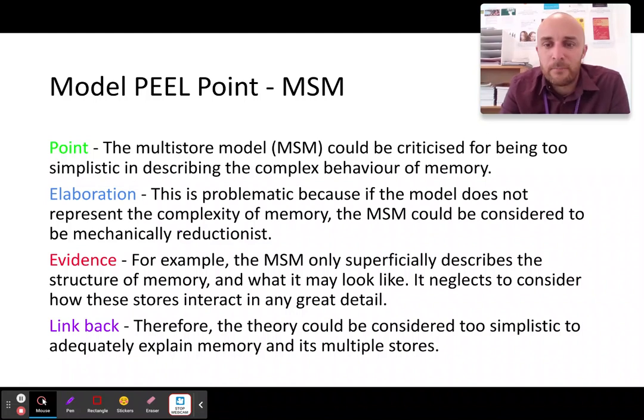Well, it's problematic because if the model does not represent the complexity of memory, the multi-store model could be considered to be mechanically reductionist and also invalid. If it doesn't explain what it's trying to explain, then it's not accurate. It's not valid. Where's the evidence for this? I could be bullshitting at this point. For example, the multi-store model only superficially describes the structure of memory and what it looks like, and it neglects to consider how these stores interact in any great detail.